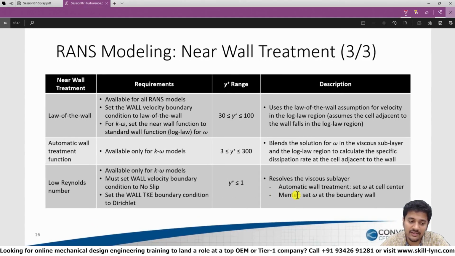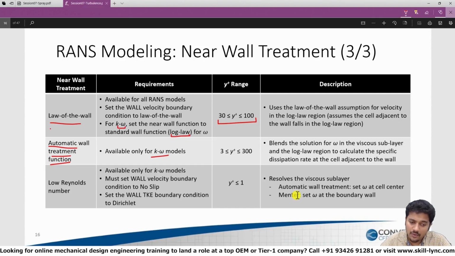For example, here is the table that gives you a recommendation of what type of models you need to use. So if you are using the law of the wall model, make sure that your y plus is between 30 and 100. All right, and especially this is true if you're using K epsilon or if you're using K omega turbulence model with the log law. And similarly, there is another type of wall treatment called automatic wall treatment function. So here the idea is, depending upon your y plus value, the code is automatically going to adjust the equations, but this is available only for K omega, right? Now K epsilon does not have it because K epsilon is strictly a high Reynolds number model.